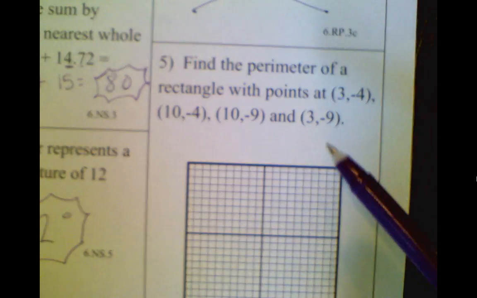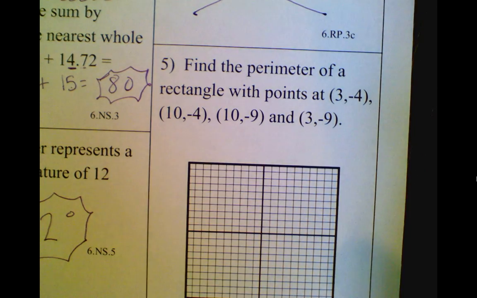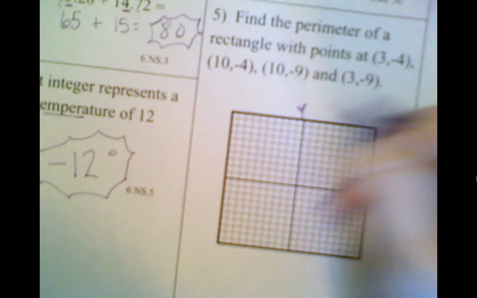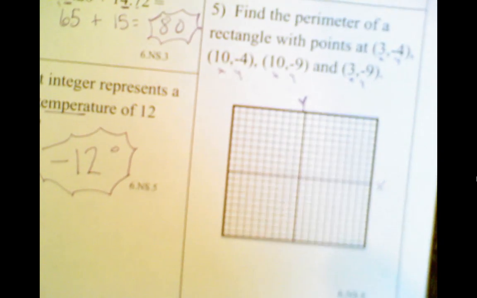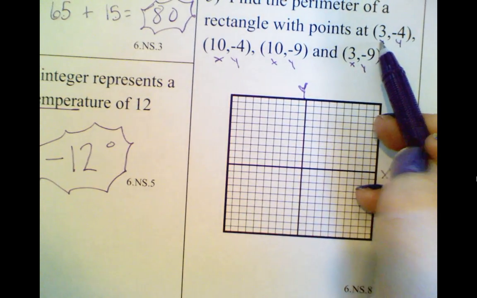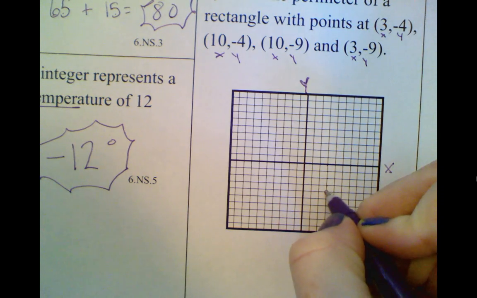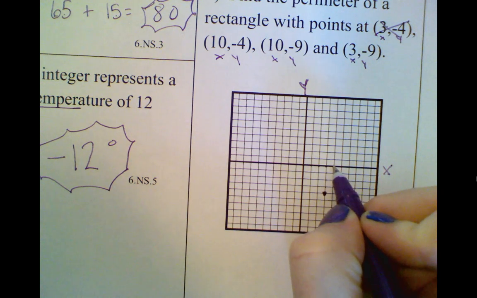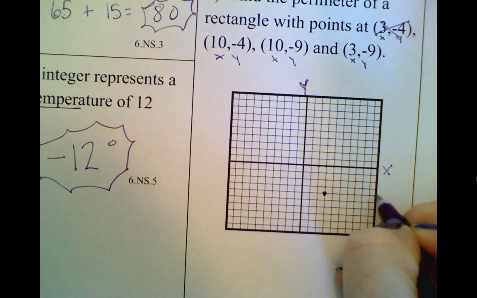Okay, we're going to find the perimeter. Remember, distance around, with the points (3, -4), (10, -4), (10, -9), (3, -9). So remember, this is the x-axis. This is the y-axis right here. So x, y, x, y, x, y, x, y. X is always the first point. Y is always the second point. So we got x as the first point, 1, 2, 3, and then down 4, 1, 2, 3, 4. So got this one done. We got 10, -4, so we're going to go over 10. 1, 2, 3, 4, 5, 6, 7, 8, 9, 10, and then down to -4 again.